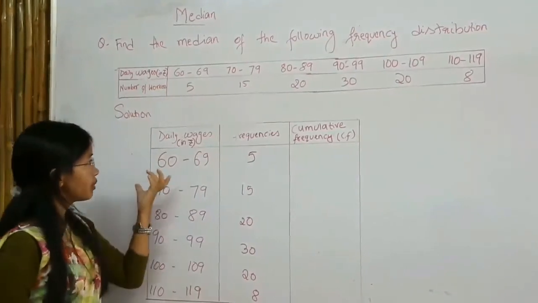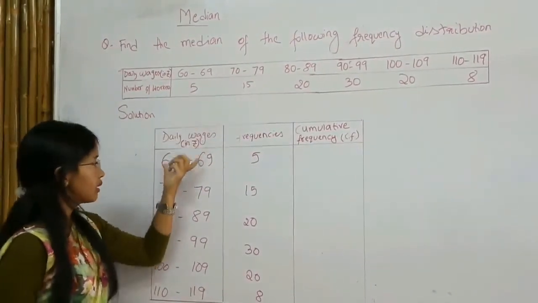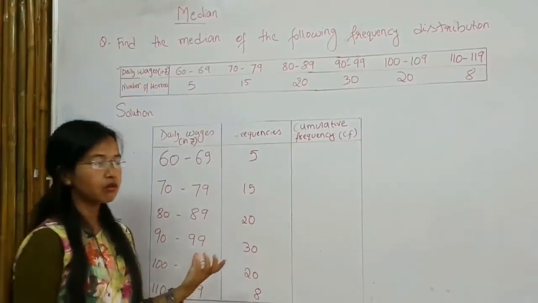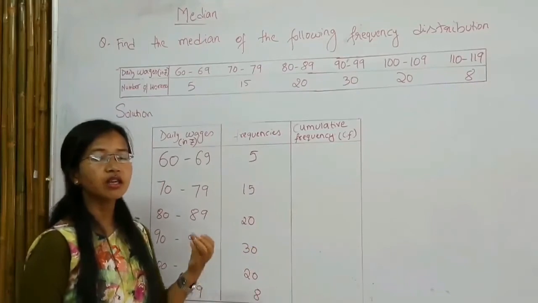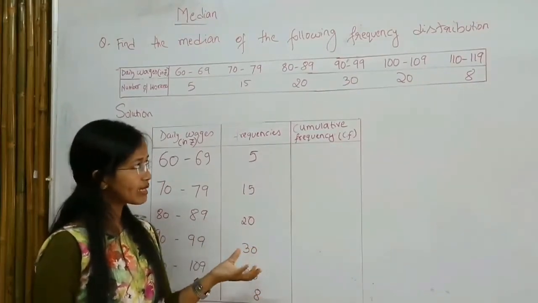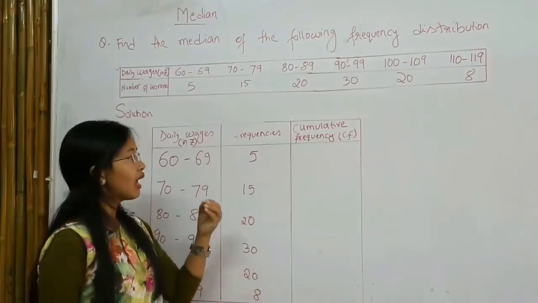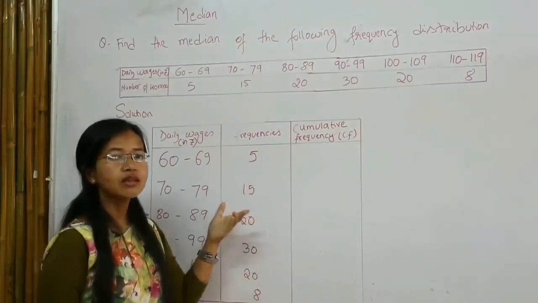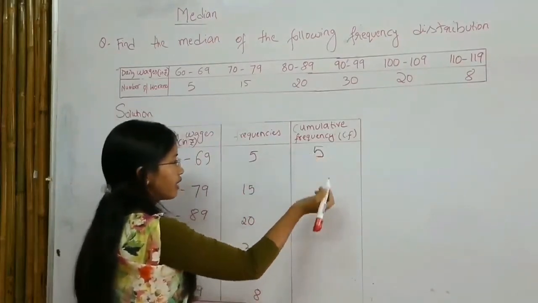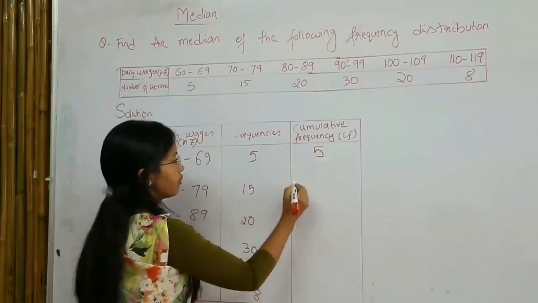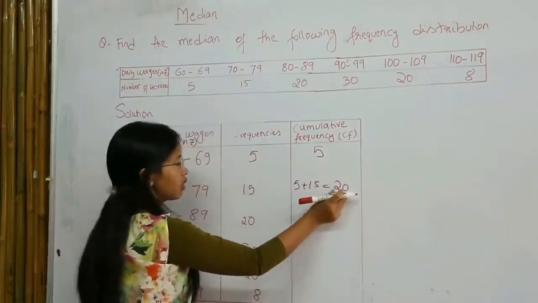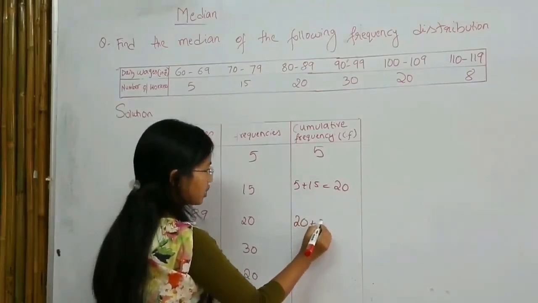So our solution will be, again we'll write the table, daily wages here, frequencies here. According to the steps, first we need to find the cumulative frequency. Cumulative frequency is nothing but the addition of these frequencies step by step. So the first one will remain 5. Next you add 5 with 15, then this will be 20. And again now you add 20 with 20.